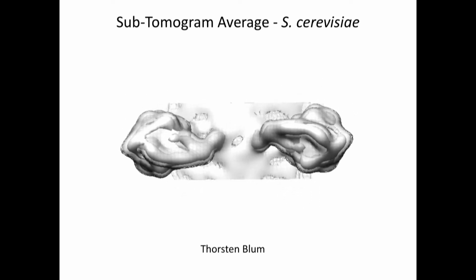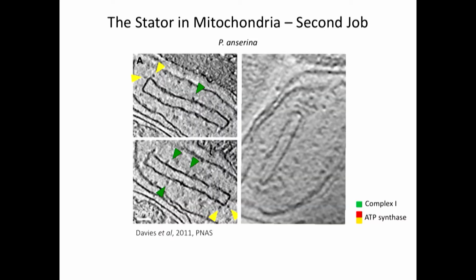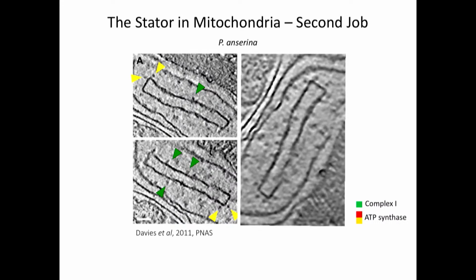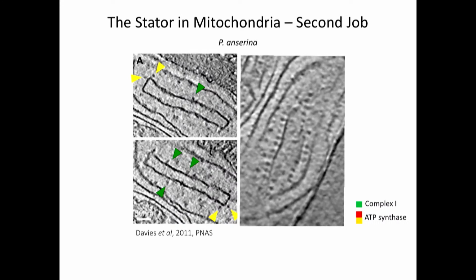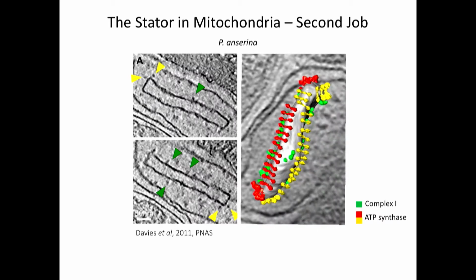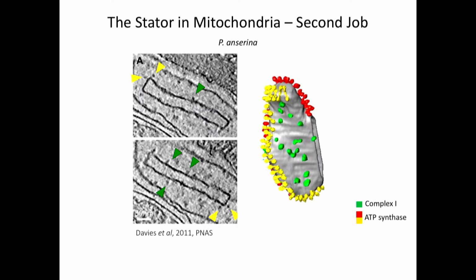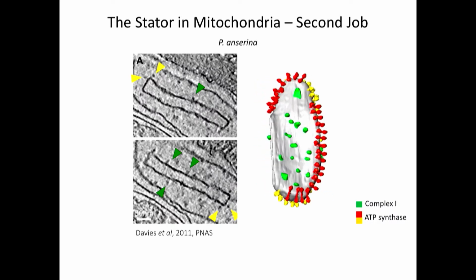We could take this average now and put it back in space and look at how it's arranged in the membrane. This is shown in this diagram on the right-hand side here. We'll actually see that it forms rows along the outer edge. So it's actually involved in shaping the cristae membrane.